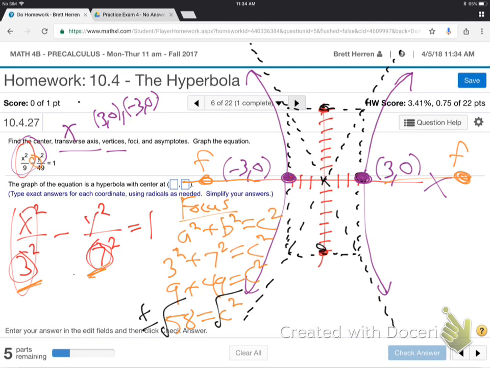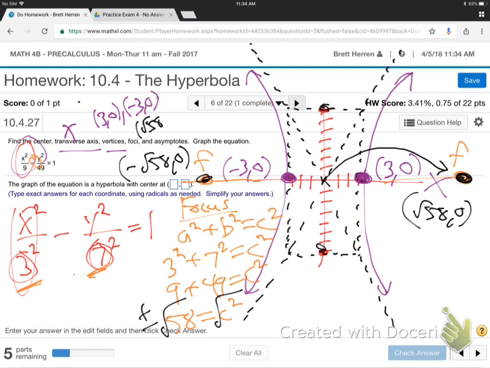So what do I do though? They don't want me just to say root 58. They want coordinates. So what are the coordinates of this point? It's over root 58, up 0. And this point is back root 58, up 0. Those are the 2 focus points. We good? Root 58, 0, comma, minus root 58, 0. Good. Okay, finally, asymptote lines.